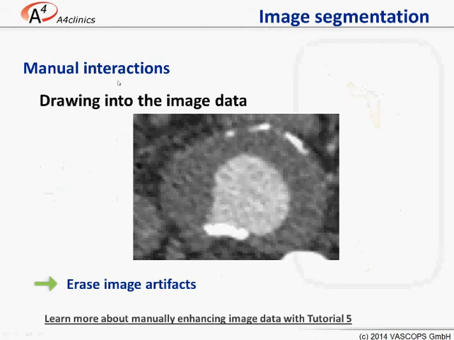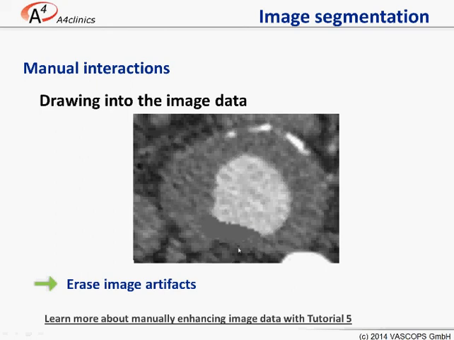Now, image data is typically full of artifacts due to imaging limitations and so on, and it's important that you have manual interactions available where you can manually interact with the segmentation algorithm. Otherwise, your result will not be what you expect. Now, the most simple interaction is that you simply draw into your image data. If this is an artifact here, then you can basically overdraw these artifacts by using a three-dimensional pencil tool.